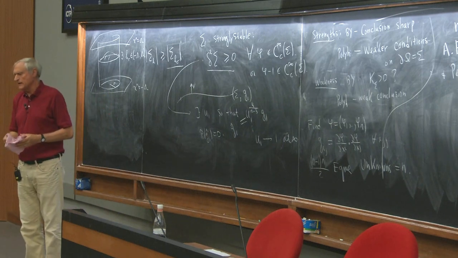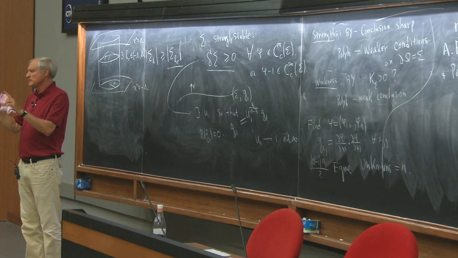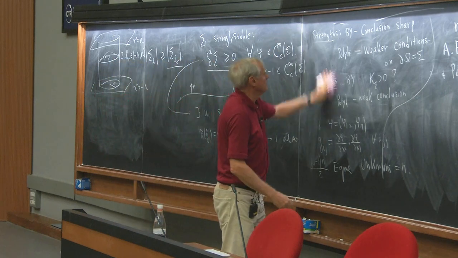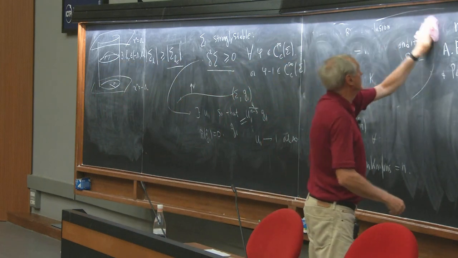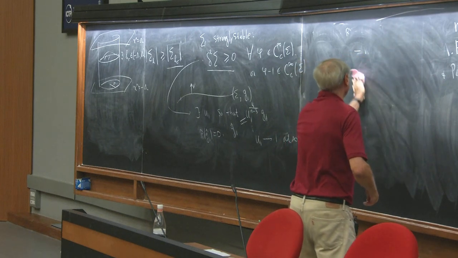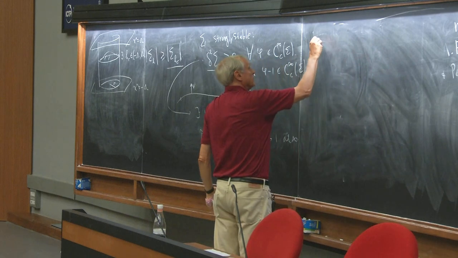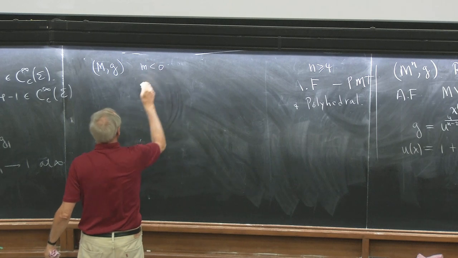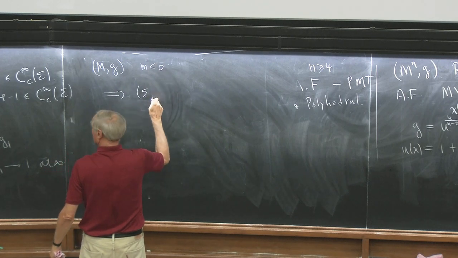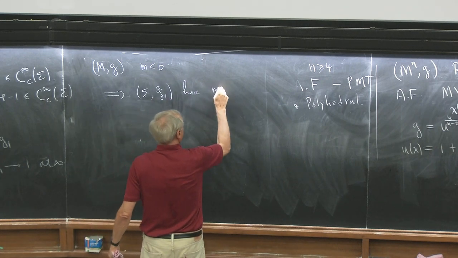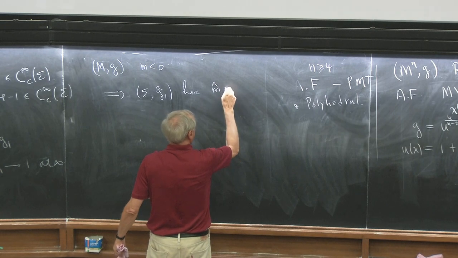And what I want to say is that if I started with negative mass on the original manifold, then this will also have negative mass. And that's where the variation comes in. So the key step is that if I take m of g and if I assume negative mass to begin with, that implies that sigma with metric g1 hat has mass, we call it m hat, negative.